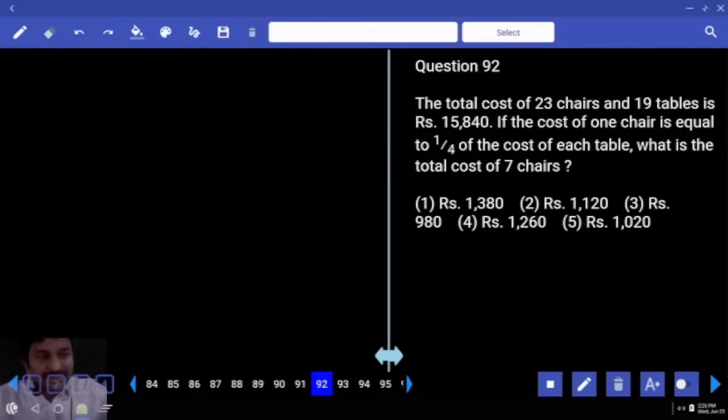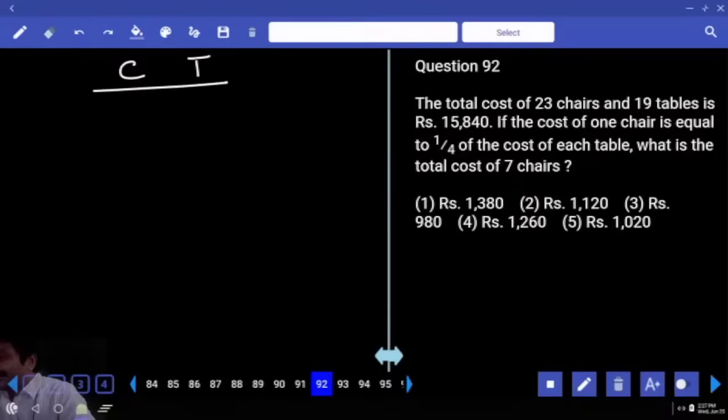Total cost of 23 chairs and 19 tables is 15,840. The cost of one chair is equal to 1/4 of the table. Chair cost is 1/4 of the table. Denominator 4. Table cost 4 parts. Chair cost 1 part. What is the total cost of 7 chairs? 7 chairs cost is going to be 7 parts.